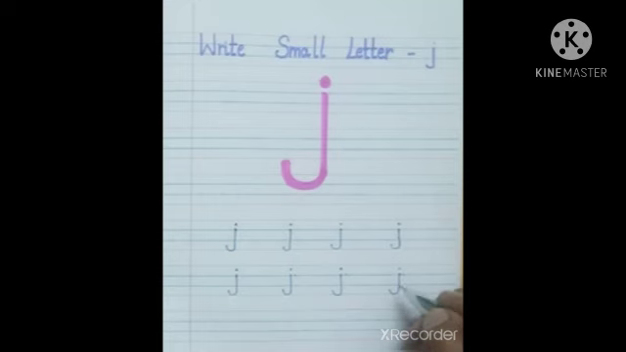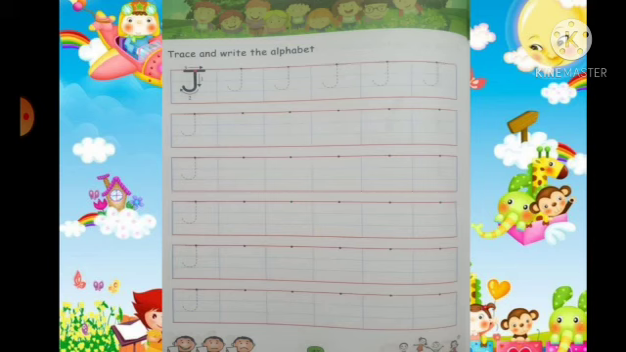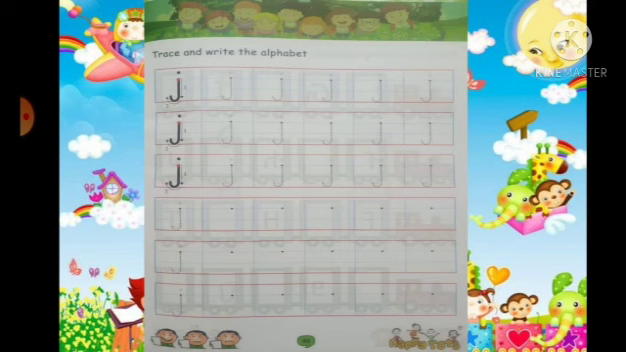Okay children, now it's time to do your book exercise. So children, take your happy writing practice book 1 and do the page number 47 and write capital letter J. Next, page number 48 and write small letter J.